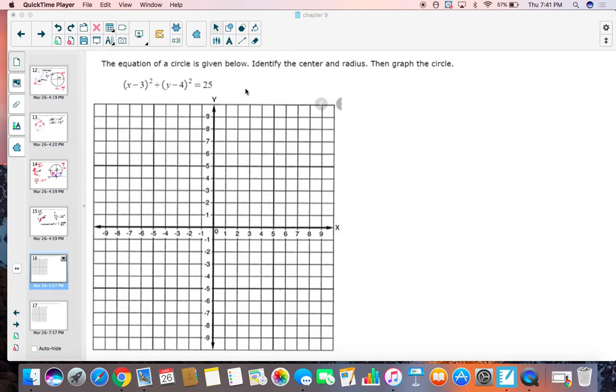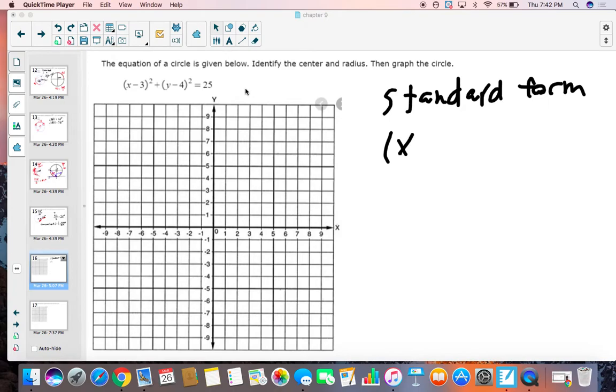In this video, I'm going to be talking to you guys about how to find the center and the radius of a circle when given the equation. All right, so let's just first start out talking about the standard form equation. Standard form of the equation for a circle.